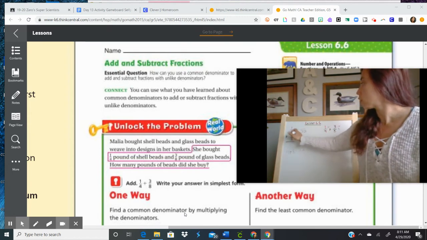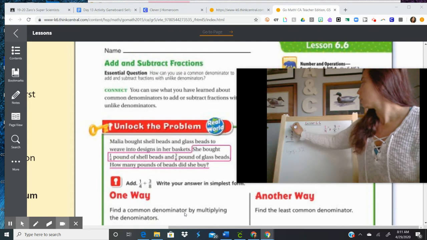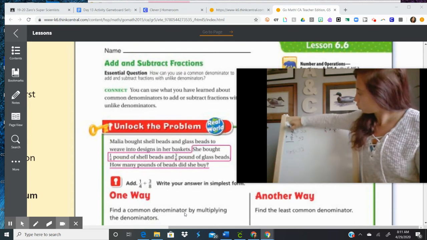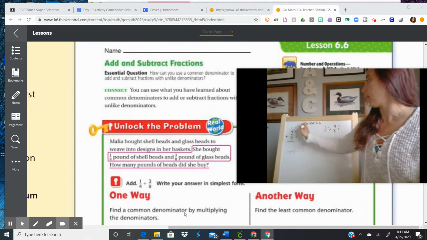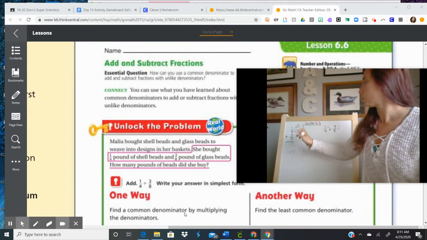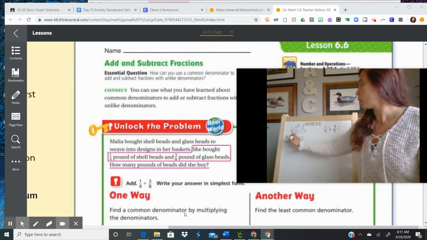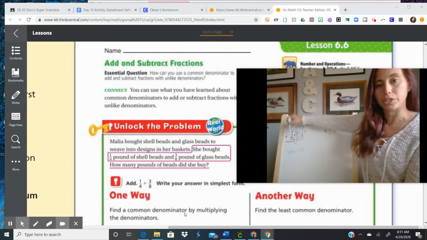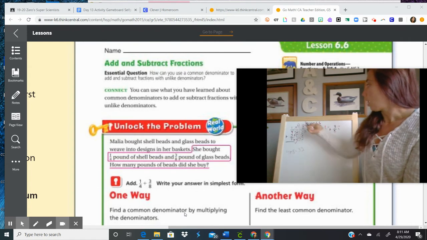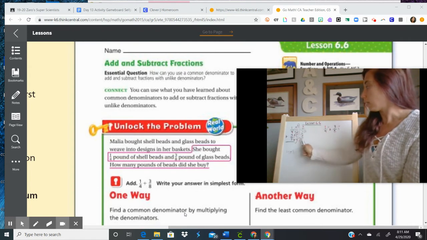So 4 times 8, so that means this one is going to be multiplied by 8. Okay, 1 times 8 is 8. Over here, 8 times 4 was 32. So 3 times 4 equals 12. See how whatever I do to the bottom, I do to the top. So I have 8 32nds plus 12 32nds.